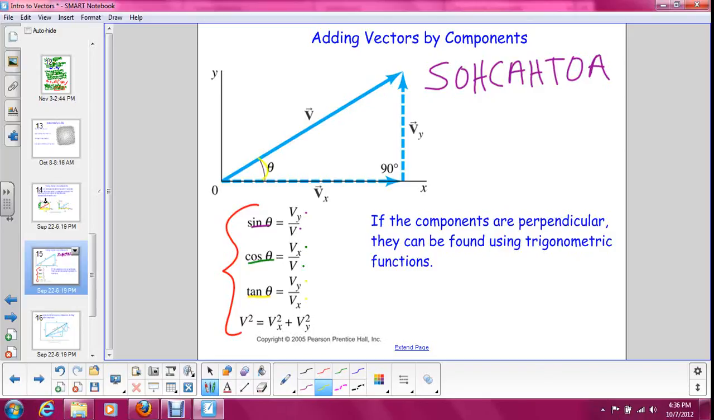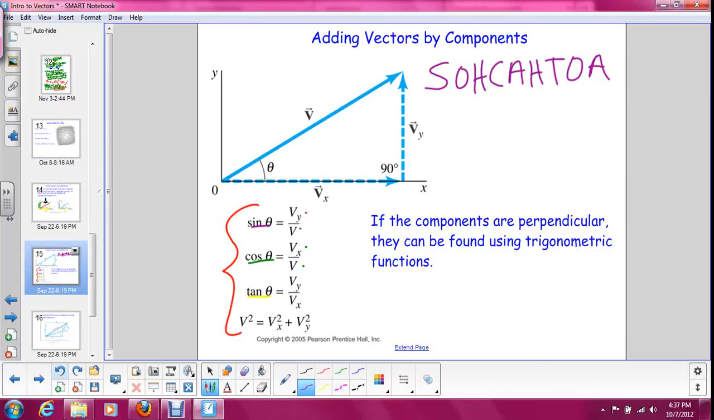So tangent of this angle is opposite over adjacent. The cosine of this angle is adjacent, this one, over hypotenuse. And the sine of this angle is the opposite over the hypotenuse.